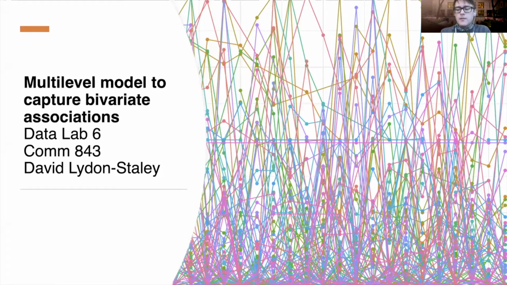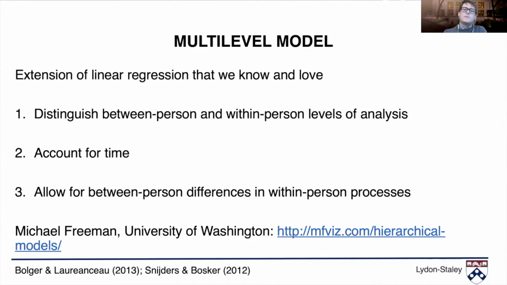So we're extending things from the intra-individual correlation and intra-individual regression to capture something that is more likely going to make its way into a paper. The multi-level model is an extension of linear regression, the linear regression that we know and love. And this is a particularly good example by Michael Freeman at the University of Washington. It's just a couple of pages, an interactive PDF type thing.